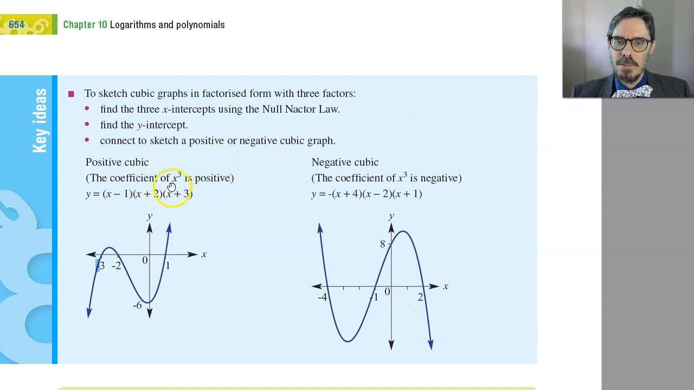If it's a positive highest degree term, you're going to finish at the top. If it's a negative highest degree term, if you expand this out, you get negative x cubed, then you'll end up finishing down the bottom on the right. And then connect the points up as you need to make the graph work.